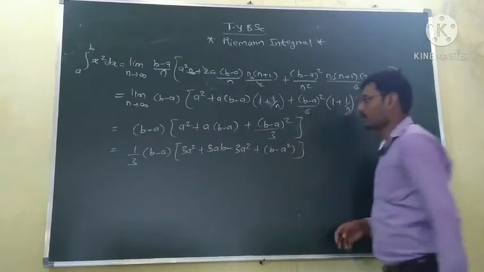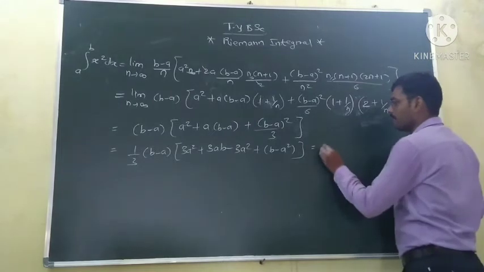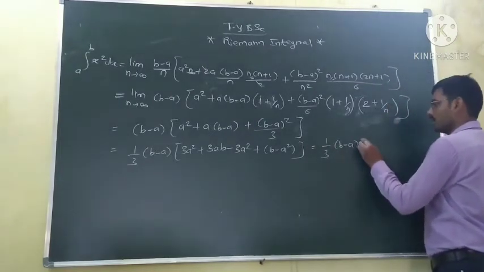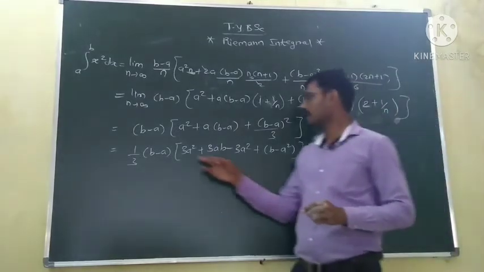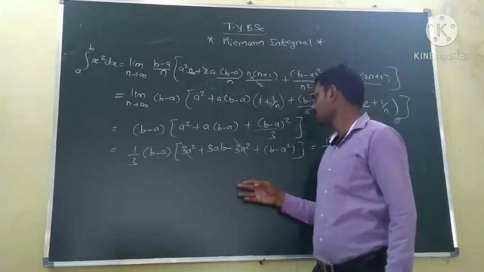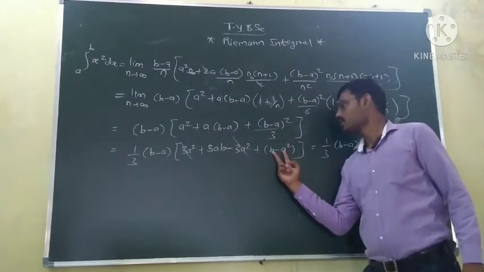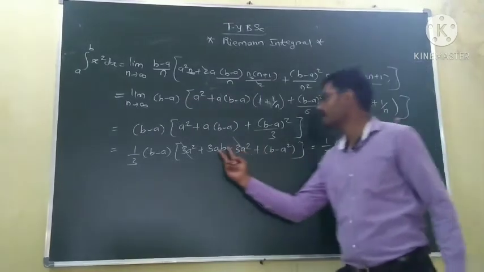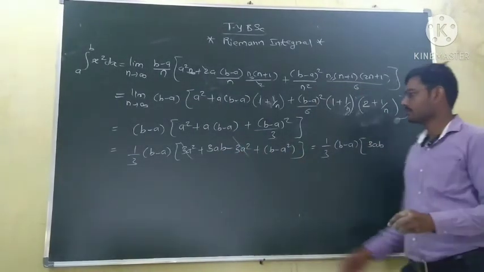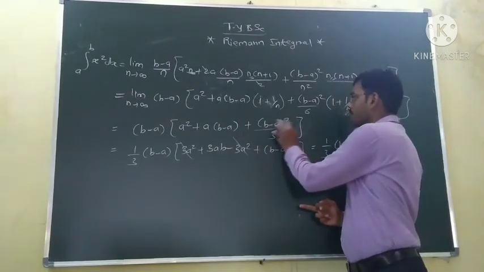Okay, now we will add these terms. This will become 1 by 3 b minus a into the bracket. This thrice a square and this minus thrice a square get cancelled. Okay, now we will take the square of this. This thrice ab as it is, thrice ab as it is. So here the square of b minus a whole square.